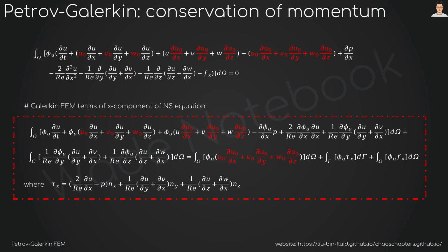After the integration by parts and Newton linearization, we can combine some of the similar terms to form the Galerkin finite element formulation of the x-component Navier-Stokes equation, in which the terms related to Newton linearization are highlighted in red. We move all the matrix terms to the left of the equation and move the vector terms to the right of the equation. Finally, we can also define our x-component of fluid stress exerted along the solid surface as tau x, as shown at the bottom of this page.